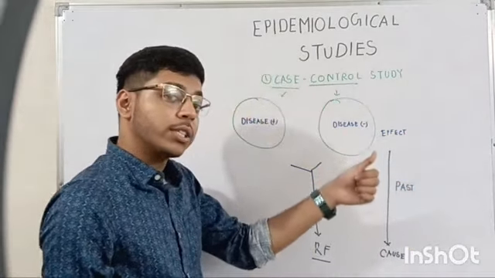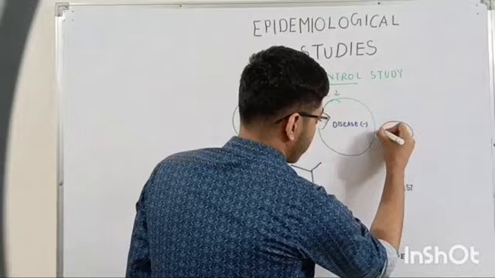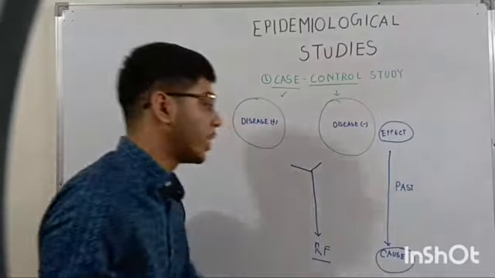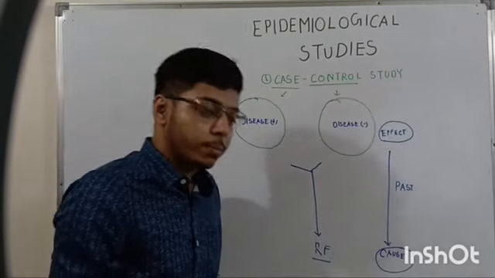So in case control study, we are actually going backwards. It is effect to the cause, and hence this is also known as a backward study. Let me give an example to make it clear.